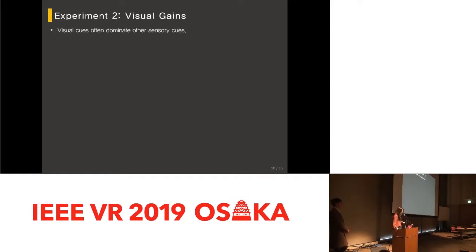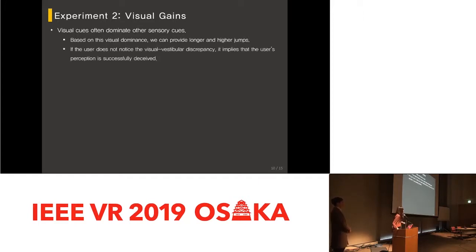Now, we are all aware that the visual cues over-dominate the other sensory cues. Exploiting such visual dominance, we would like to produce longer and higher jumps than the physical one. For example, a user may jump 1.5 meters, but a 2.5 meter long jump may be provided through an HMD. And if the user does not notice the visual-vestibular discrepancy, we can imply that we successfully deceived the user's perception.